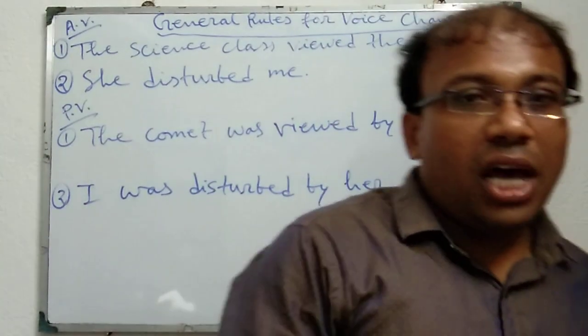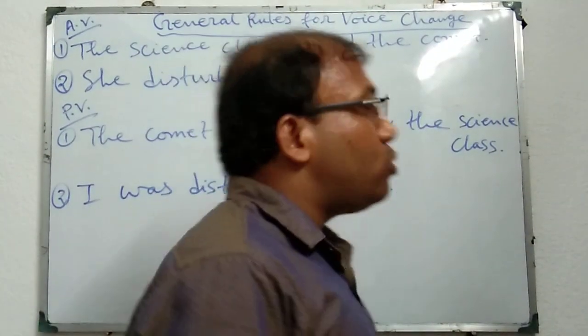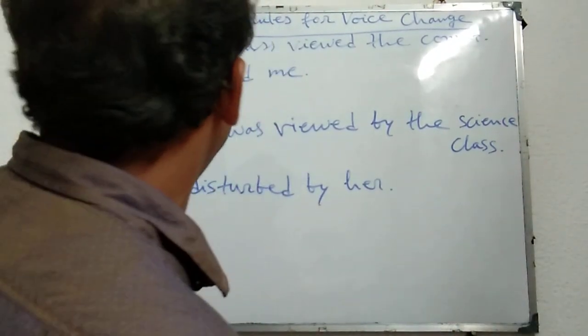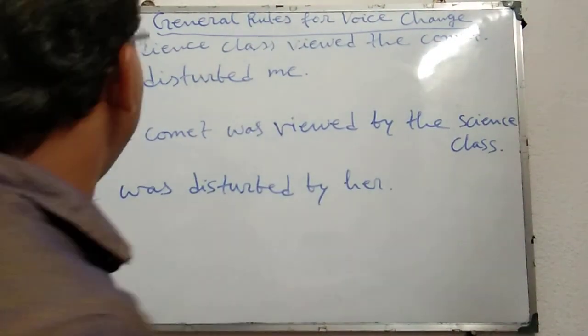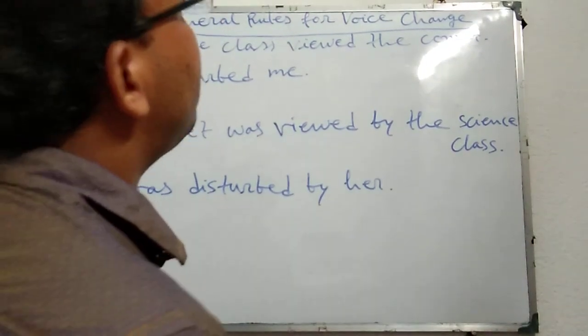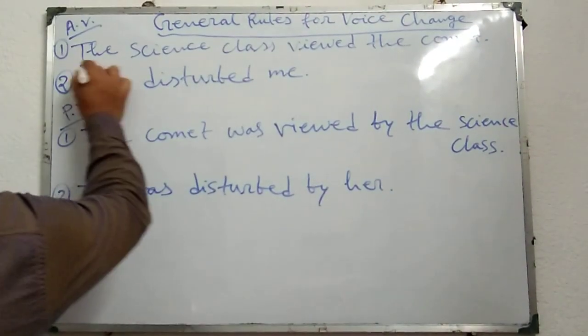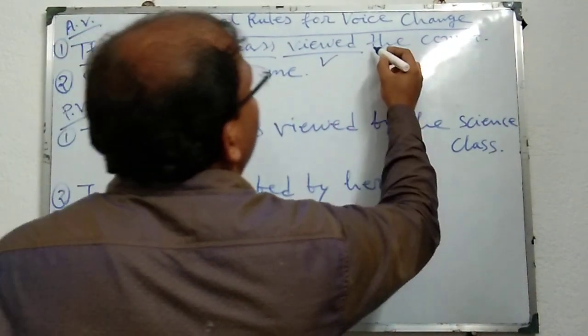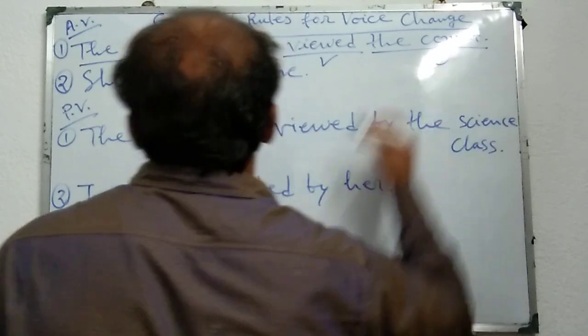Welcome back, dear students. Now I am going to discuss the general rules for changing voice from active to passive. First, look at the examples. The science class viewed the comet. The science class, it is subject. Viewed, it is verb. The comet, it is object.